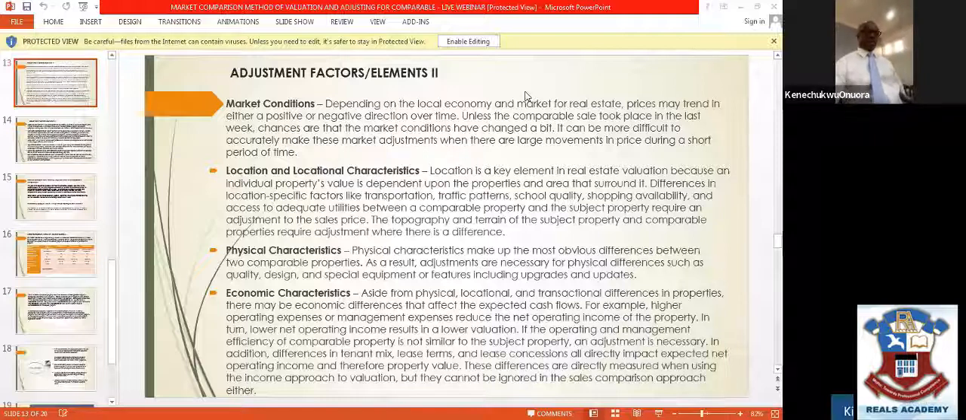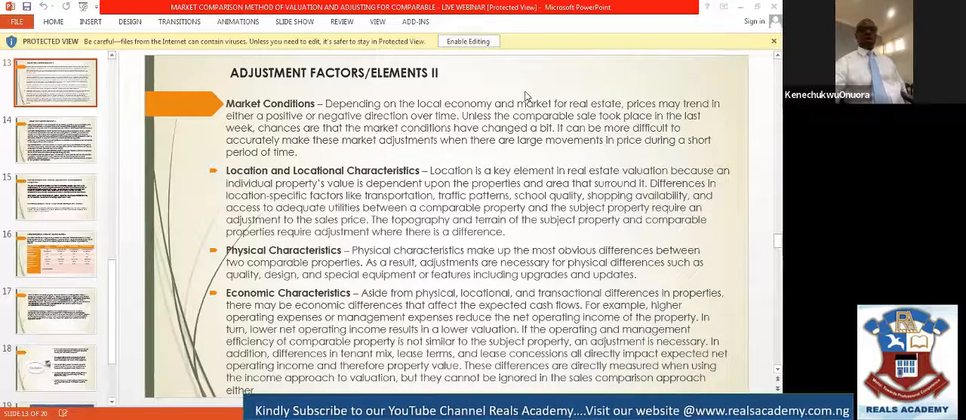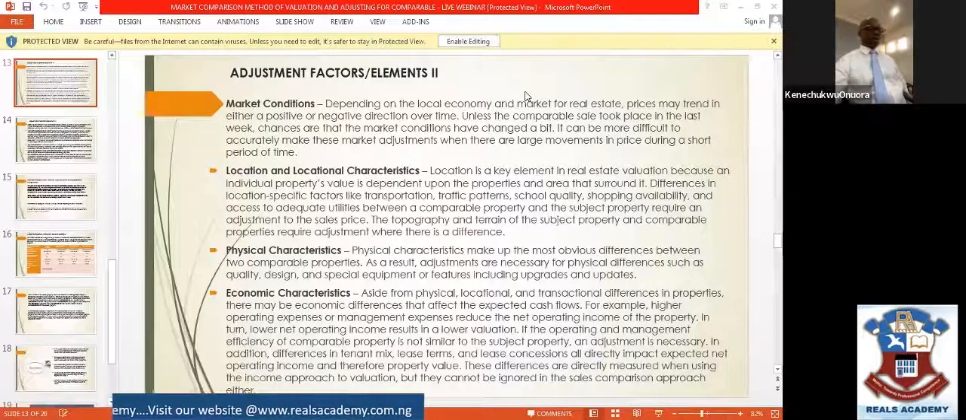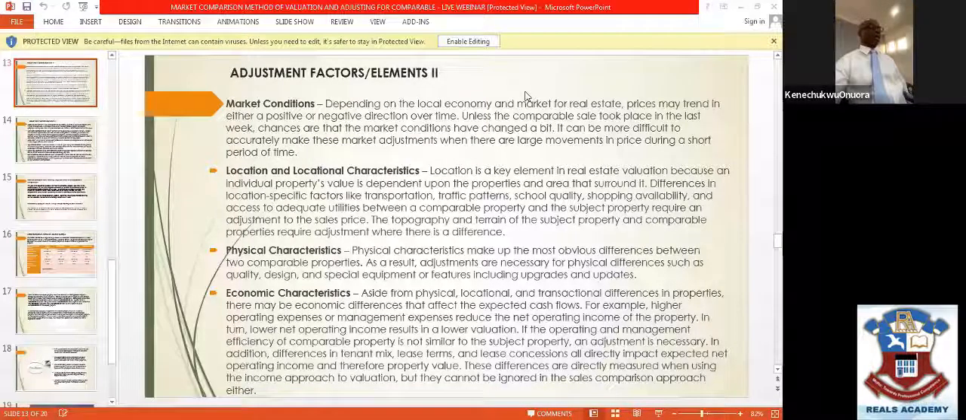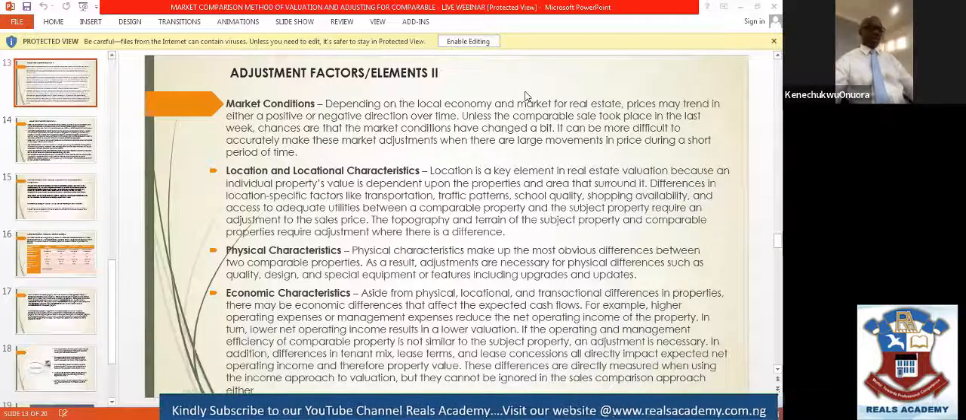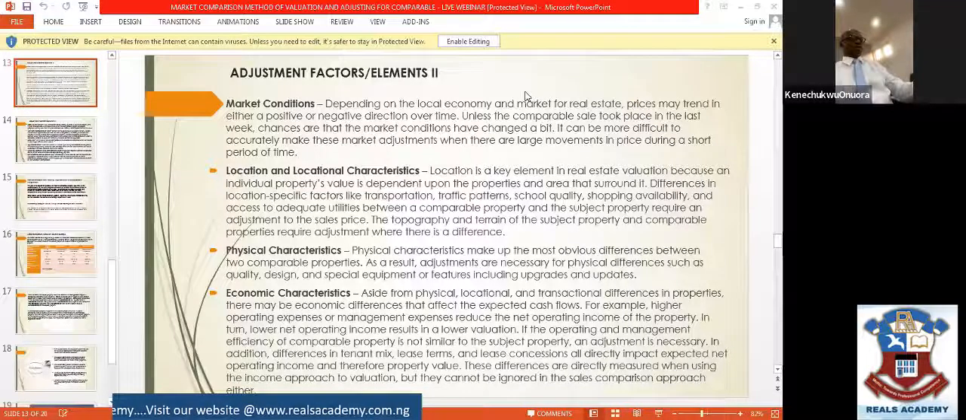Then physical characteristics: the quality, the design, the features, the upgrades, and the updates. Are you comparing with a property that has been automated? Are you comparing with a property that has a modern design? You see a whole lot of buildings these days with a hidden roof. That's a sort of modern design. So these are things you need to note as well. Economic characteristics: you need to check all of that. It is equally an element of adjustment, so you need to adjust as appropriate.